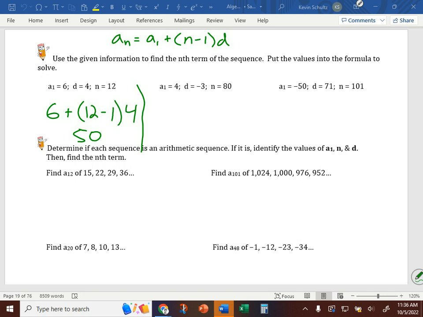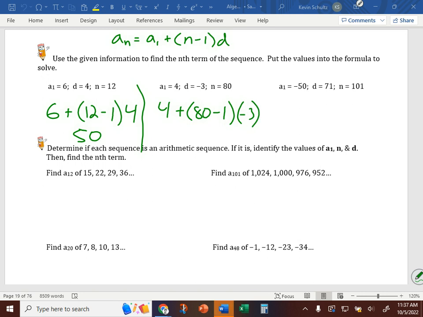A1 of 4, so starting at 4. This time the pattern is subtracting 3, and we want the 80th term in the sequence. Think about how nice this is. Rather than taking 4 and subtracting 3, subtracting 3, 80 times to get down to the number we actually want, we can just use this formula instead. Starting with 4, we want the 80th term in the sequence. So 80 minus 1. Okay? And the pattern is subtracting 3.